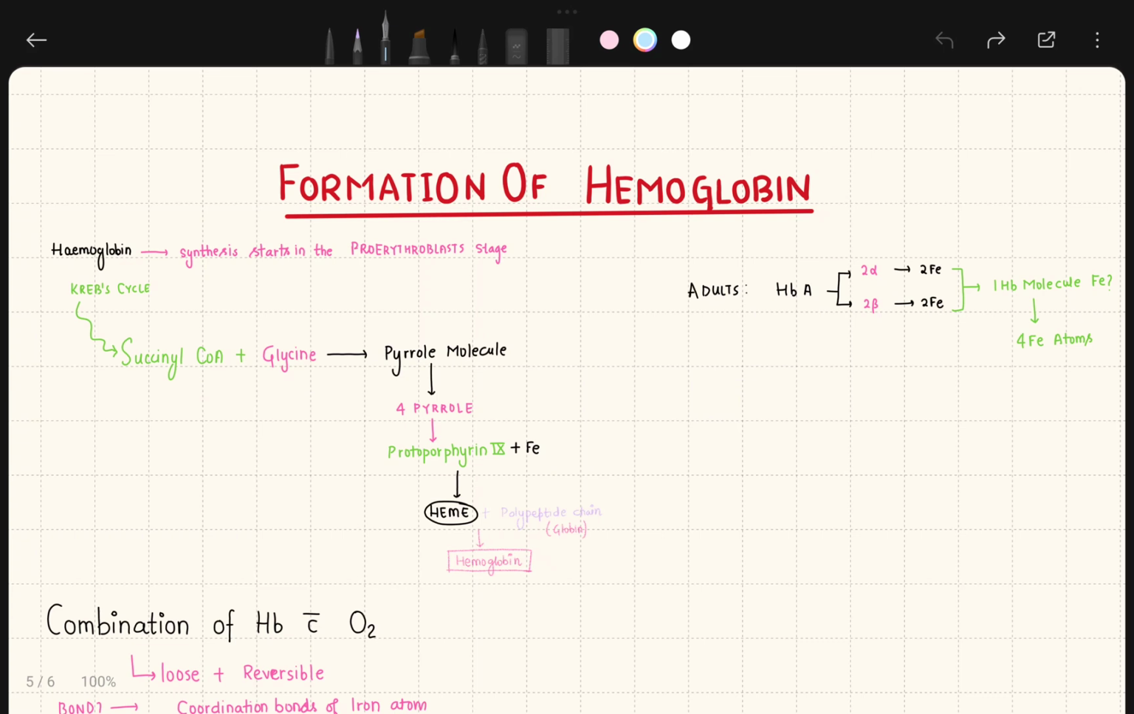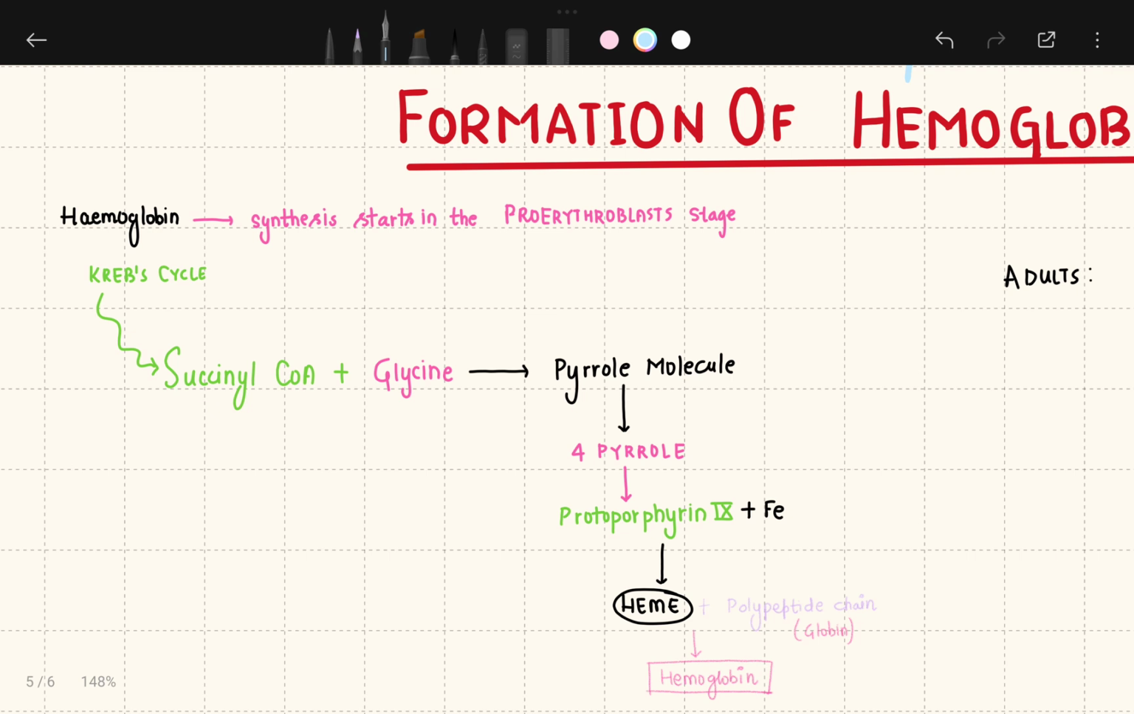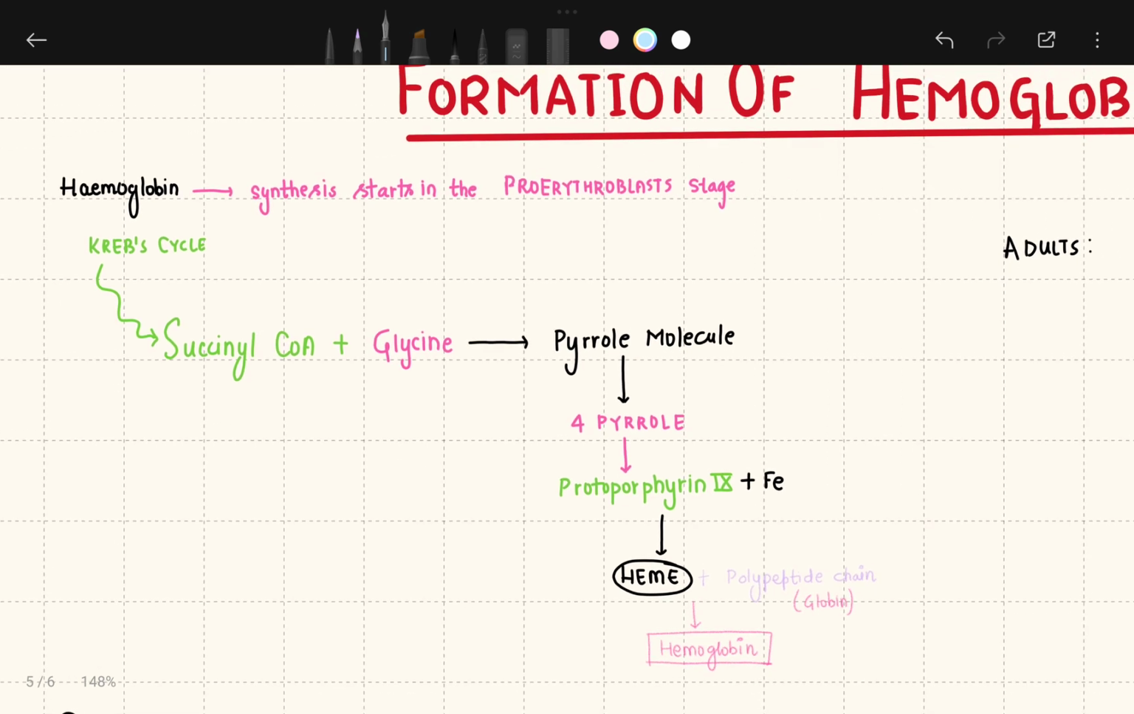Hello everyone. In this video we are going to study the formation of hemoglobin. As the name suggests, it is formed of heme plus globin. Hemoglobin synthesis starts in the pro-erythroblast stage, which we studied in the formation of the blood series, erythropoiesis. So how is it formed, and what are the components of this molecule?